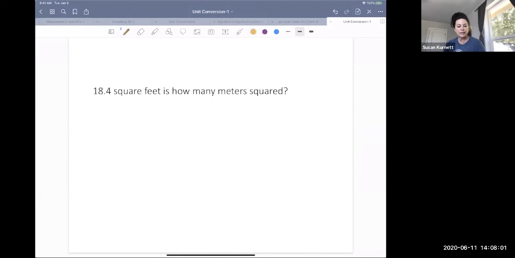Okay, this one is different because we're dealing with something that isn't one-dimensional. A length is one-dimensional. An area would be two-dimensional. A volume is three-dimensional. But this two-dimensional square foot idea means we're going to have to do a conversion twice, and there's a shortcut way to do that.